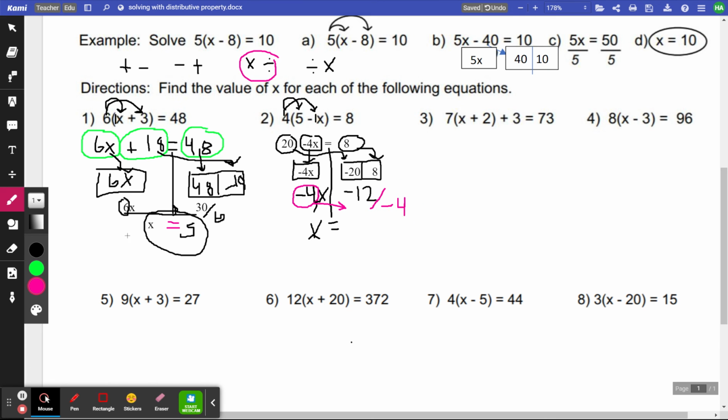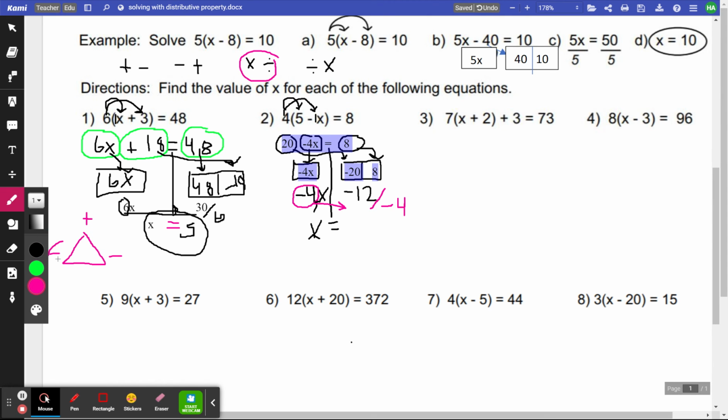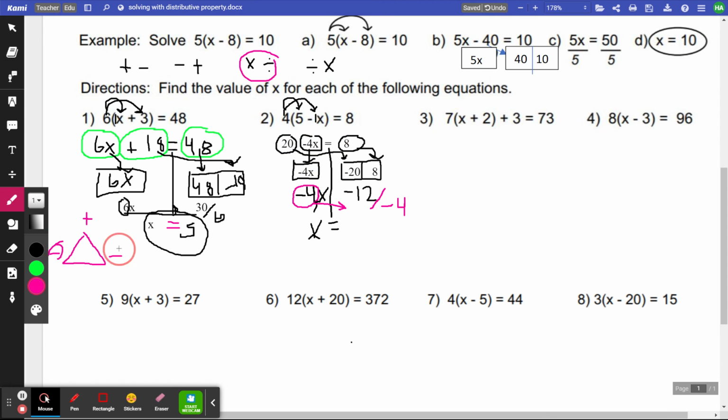Okay. And we know, we've drawn this triangle multiple times, that I can use this negative, negative, positive triangle with multiplication and division. And if I have a negative and a negative, if I cross these two out, I'm left with a positive. So a negative 4 and a negative 12 makes a positive, and 12 divided by 4 is 3. So my answer is x equals 3.